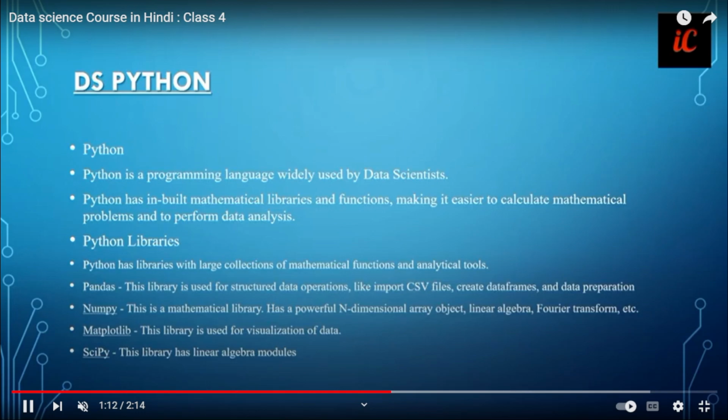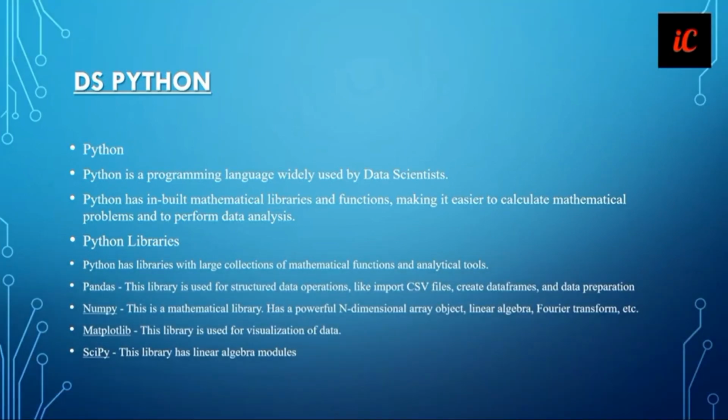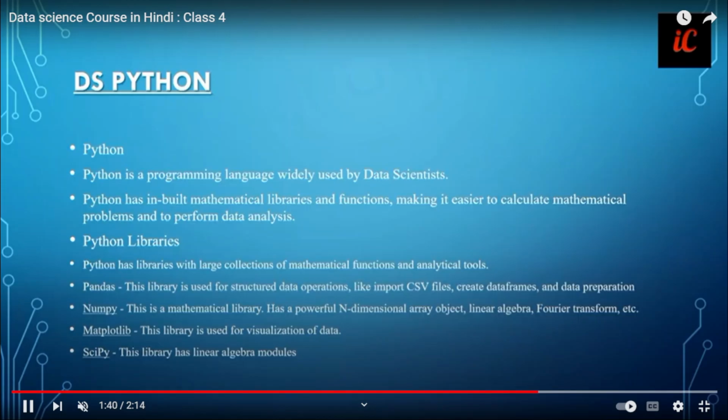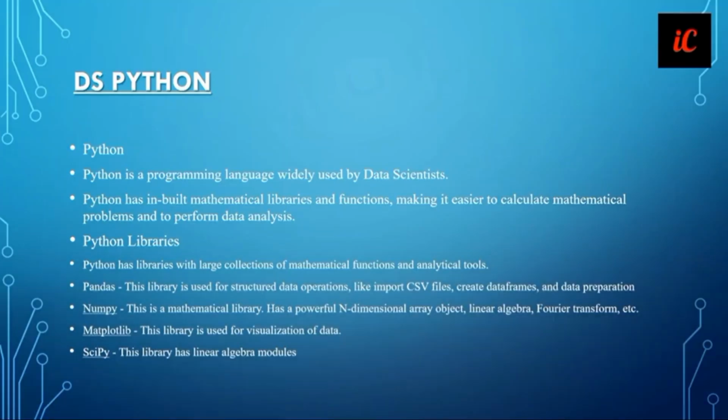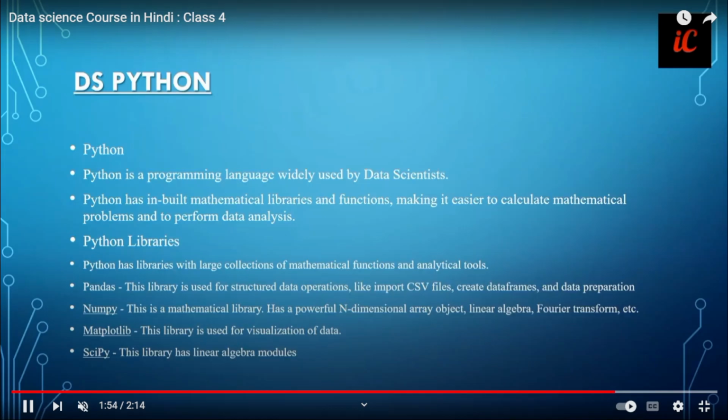Okay, so here pandas is used for structured data operations like importing CSV files, creating data frames, and data preparation. Another one is used as a mathematical library and has an n-dimensional array object. Then some libraries are used for visualization of data, and some are used for linear algebra modules. So there are different kinds of libraries used for different work. Python has libraries with a large collection of mathematical functions and analytical tools. Okay, so these are the terms that are used for the libraries inside Python.